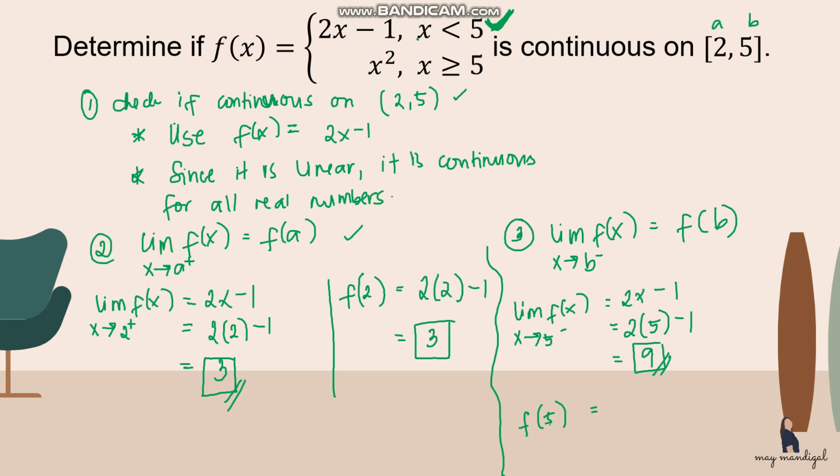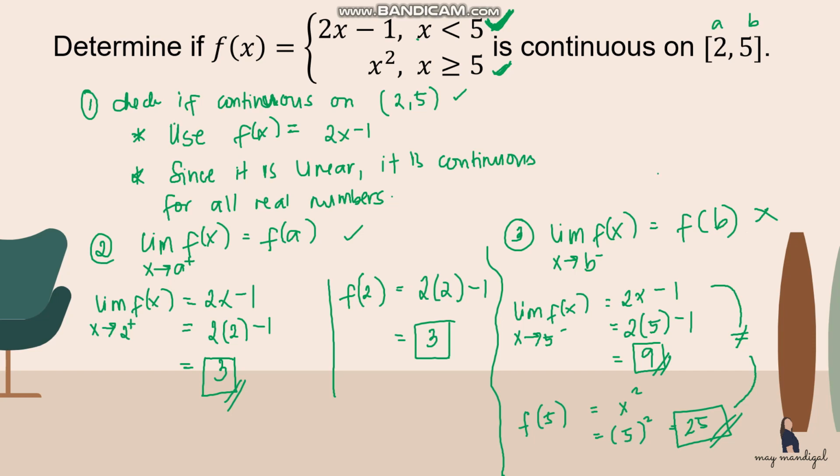And then last is we have to solve for f of 5. Now this time x is equal to 5. So if x is equal to 5, that means it will fall at the second subfunction, x squared. So we will be using that. So substitute, that will be 5 squared or 25. Now as you notice, the limit of our function is not equal with the value of the function if x is equal to 5. So it failed to satisfy this third condition.